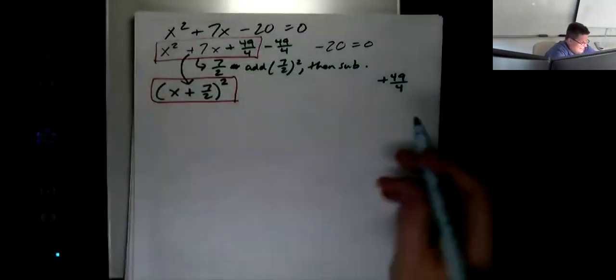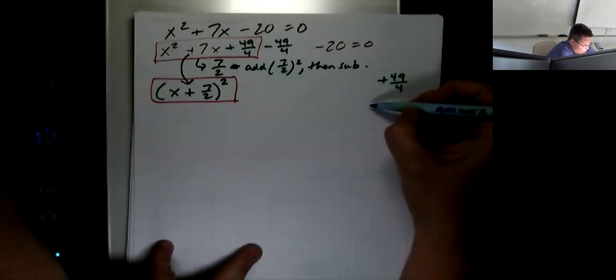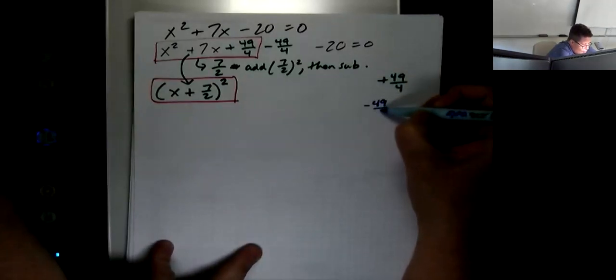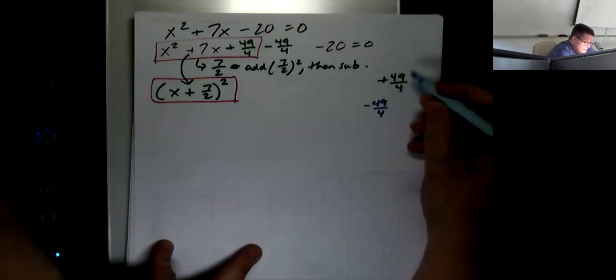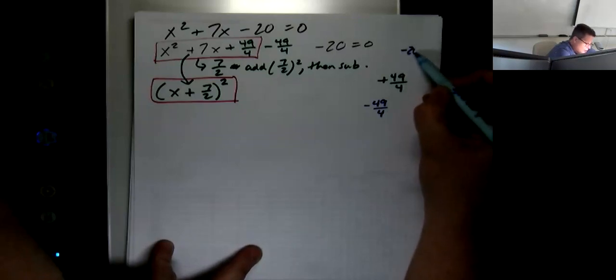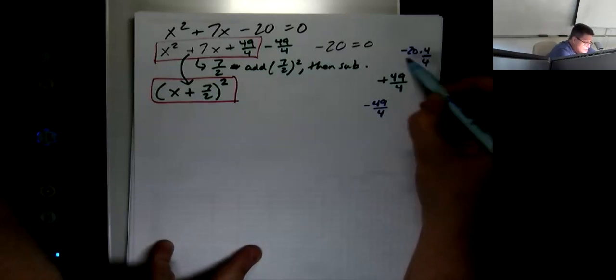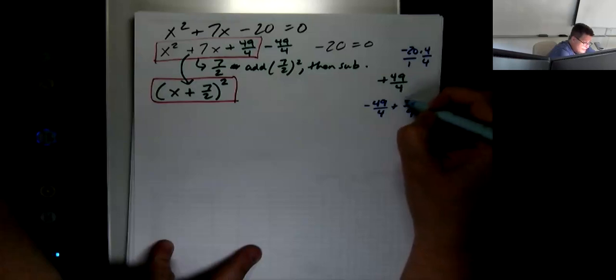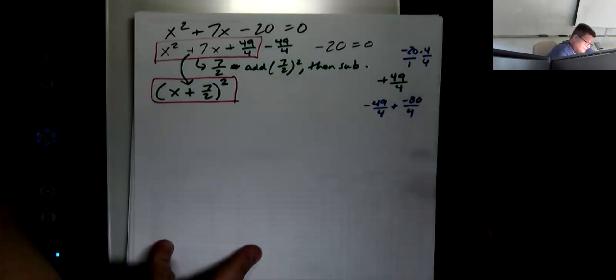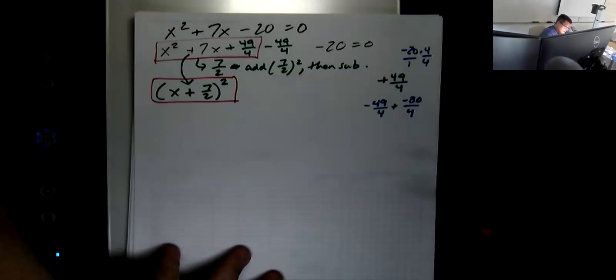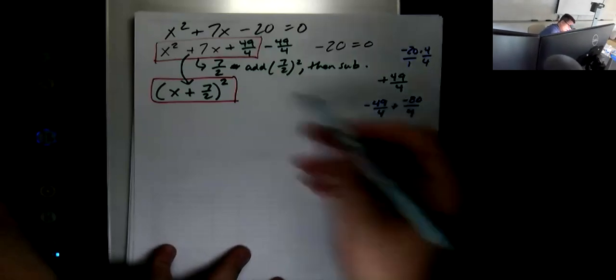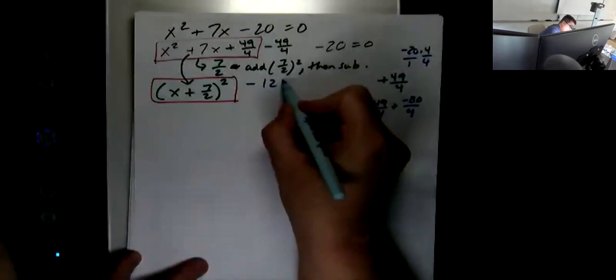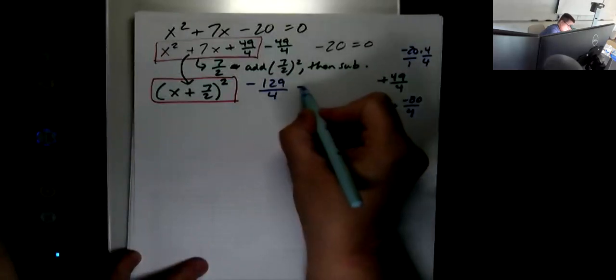Alright, so I've got negative 49 over 4, and I've got negative 20. I can't really combine those as is, so I'm gonna take negative 20 and multiply it by 4 over 4. That way I can get a common denominator of 4. Negative 20 times 4 is negative 80. And if I add those two, I get negative 129 over 4. And I still have equals 0.